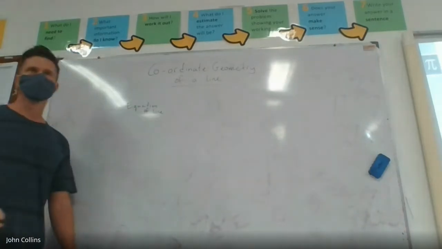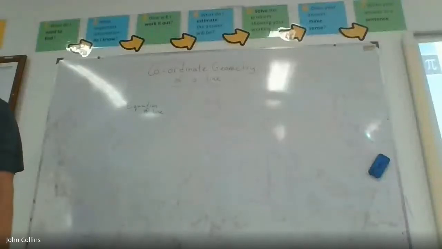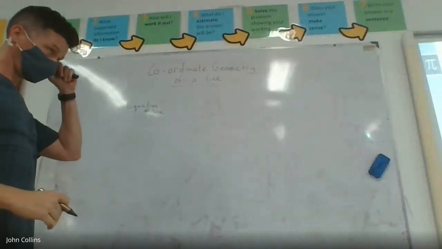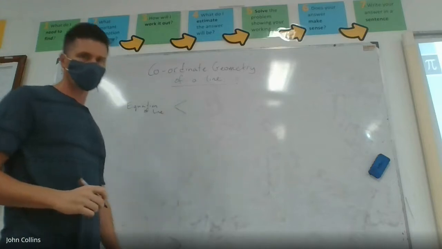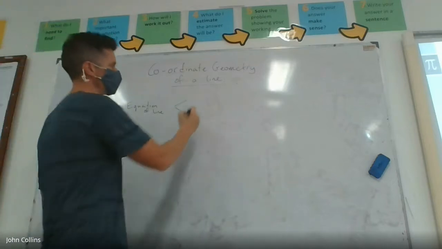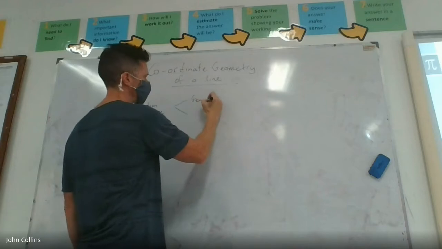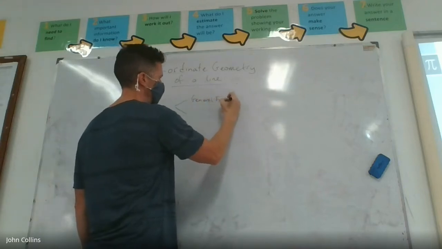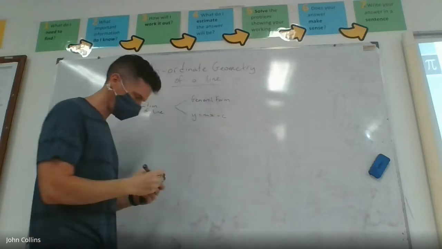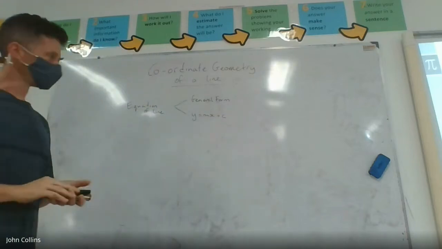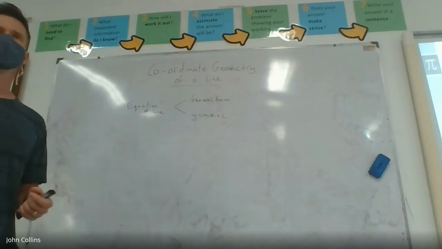That's how we name or label a line, different than any other line. And there's two forms, usually. There is something called a general form. And then there's the y is equal to mx plus c form. The general form is when it's all equal to 0.